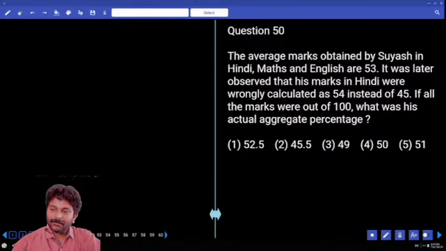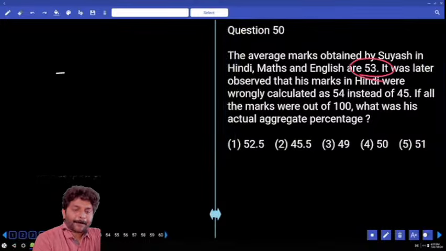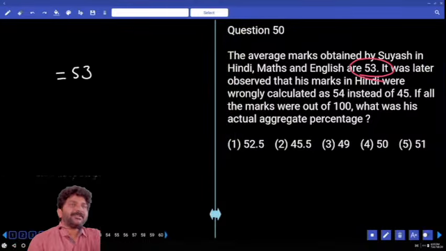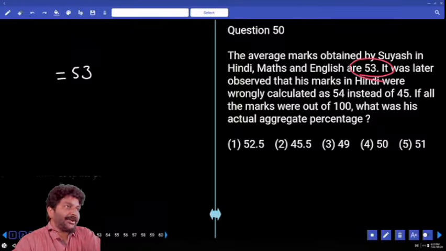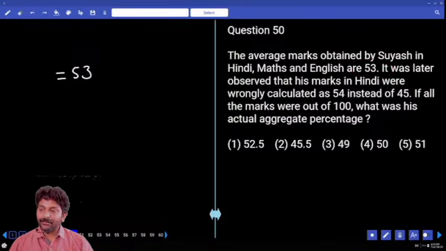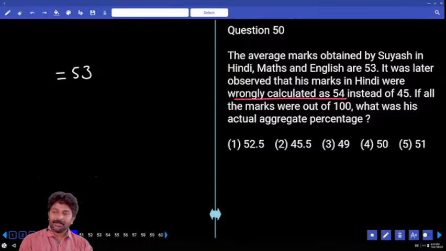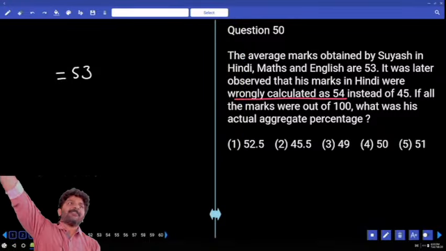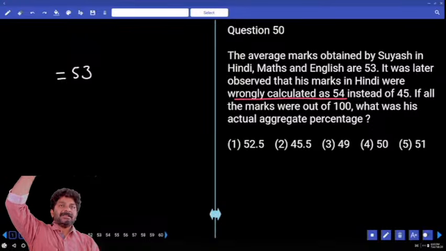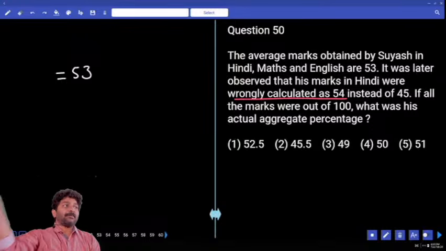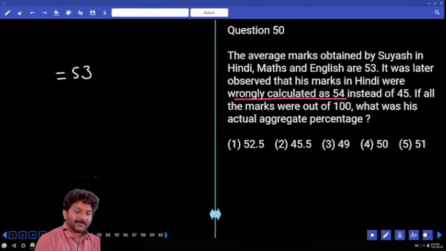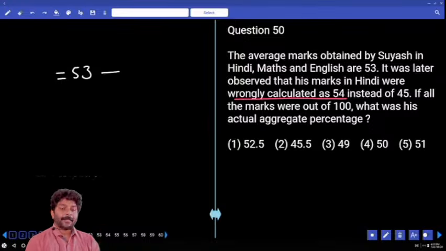Okay. Now, what is the initial average? Something went wrong, right? And we need to make it correct. That means to this we need to add something, or from that you need to subtract something. Now identify what exactly happened. Wrongly calculated as 54 instead of 45. Original is 45 but taken as 54. That means they took more or less? To make it correct, do we have to add or subtract? Subtract. How many marks? 9 marks.